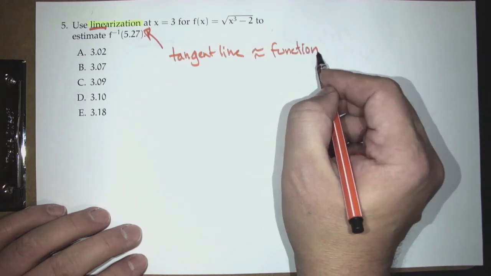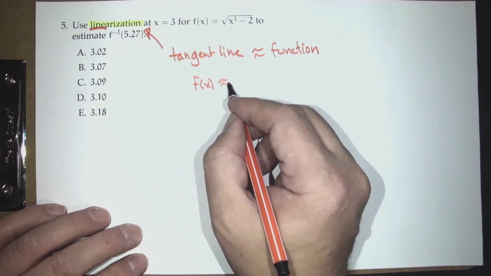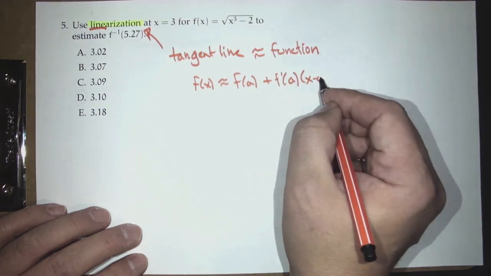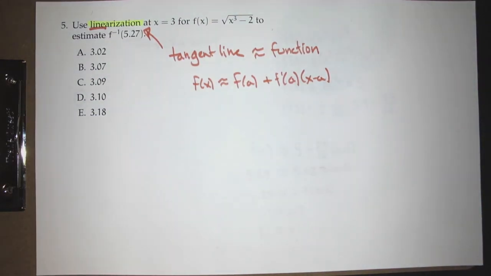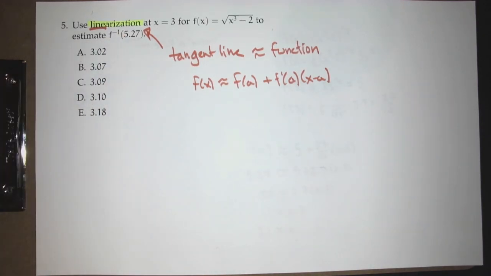That's what linearization says. So the tangent line in general would be f of x is approximately f of a plus f prime of a times x minus a. This is just generic. So we find our tangent line. Now, notice it's asking for f inverse. Are we taking the derivative of f inverse? No. So don't try to pull out the derivative of inverses. You don't want to get to the point where, if I see an inverse, I automatically start pulling out that rule. Make sure you know the context.